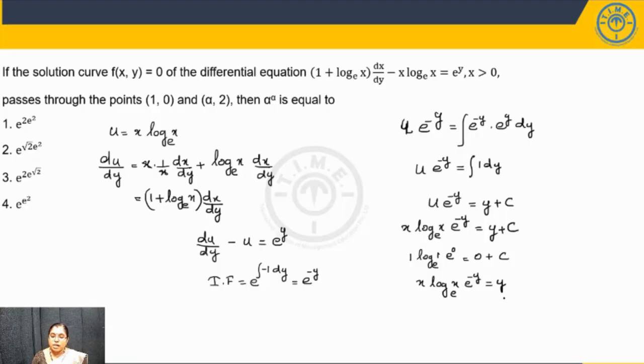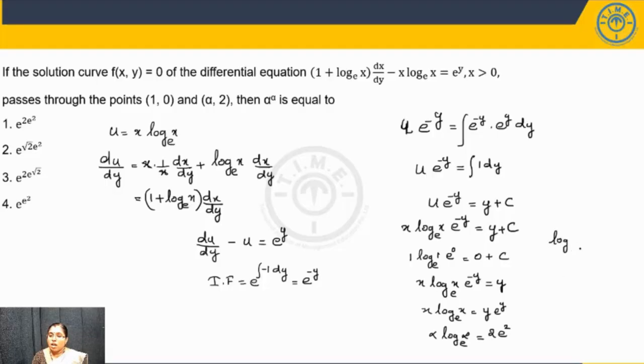So 1 by y times e raised to minus y will become y e raised to y. So we have x log x to the base e equal to y e raised to y. Now what do we want? We are given that when you put alpha, we'll get 2. So alpha log alpha to the base e is 2 e raised to 2. So let's rewrite it as n log a is log a raised to n.